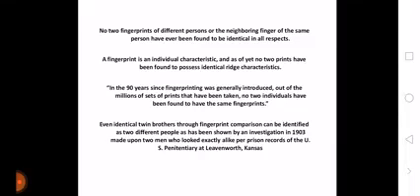A fingerprint is an individual characteristic, and as yet, no two prints have been found to possess identical ridge characteristics. In the 90 years since fingerprinting was generally introduced, out of the millions of sets of prints that have been taken, no two individuals have been found to have the same fingerprints. Even identical twin brothers can be identified as two different people through fingerprint comparison, as was shown by an investigation in 1903 upon two men who looked exactly alike, per prison records in the U.S. Penitentiary at Leavenworth, Kansas.